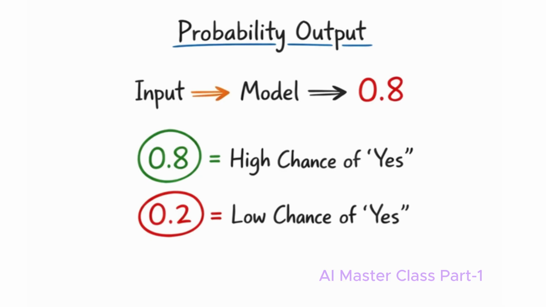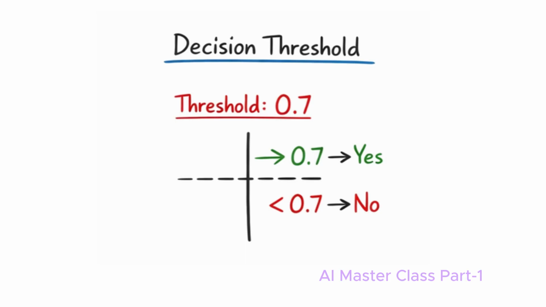Now we need to convert this probability into the final decision. So we define a threshold, usually like 0.7. If the probability is greater than 0.7, we usually say yes. And if it is lower than 0.7, we will say no.